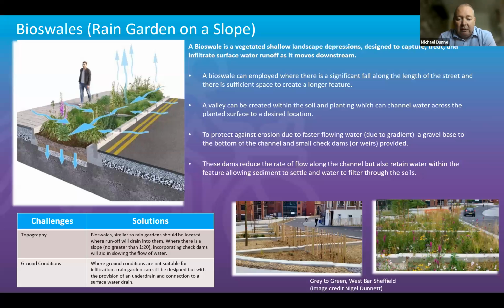I suppose the challenges are topography. Bioswales, as I mentioned, similar to rain gardens, should be located where water can get into them, where there's a slope no greater than 1 in 20. We would recommend incorporating check dams. And then again, ground conditions. Are we able to infiltrate the ground, or do we need to consider an underdrain?